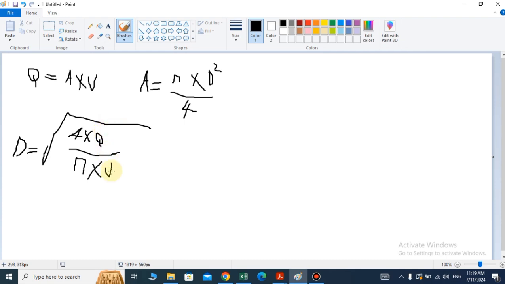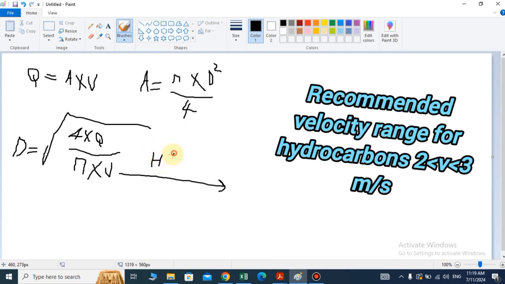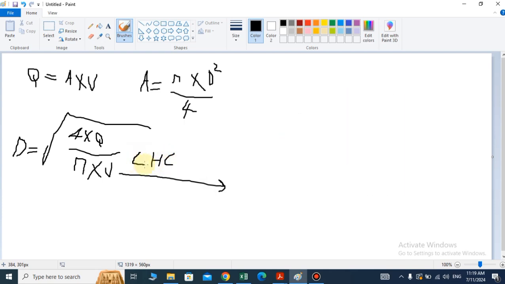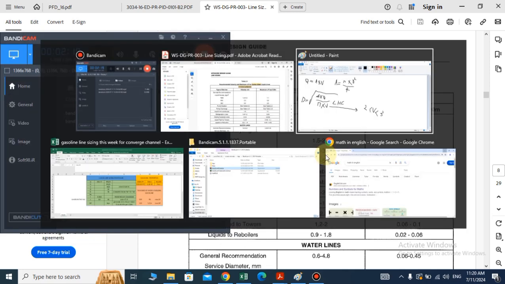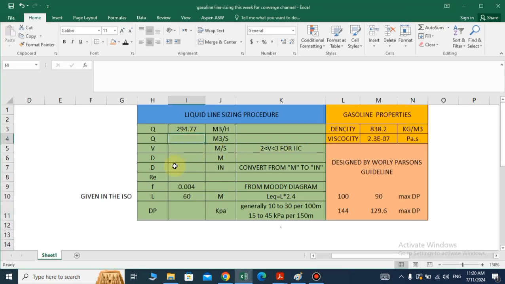We have the 4 and pi number, as well as the flow rate in the heat and material balances. So we need to consider the recommended range of velocity for liquid hydrocarbons. For liquid hydrocarbons, our recommended range is between 2 and 3, according to the Worley Parsons design practices. So let's check it out. For type of service, our service is liquid in carbon steel, and our recommended velocity for 800 kg per cubic meter is between 2 and 3. So let's get into Excel and calculate the internal diameter of the pipe.